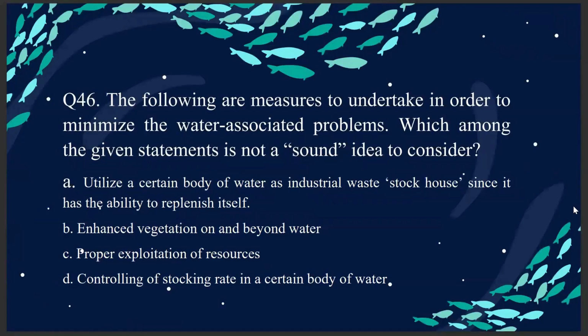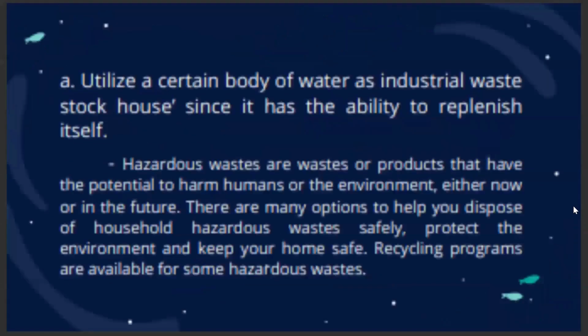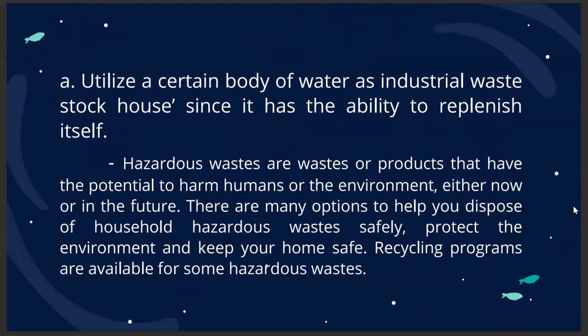Number 46. The following are the measures to undertake in order to minimize the water-associated problem. Which among the given statements is a sound idea to consider? A. Utilize a certain body of water as an industrial waste stockhouse since it has the ability to replenish itself. B. Enhance vegetation on the beyond water. C. Proper exploitation of resources. D. Control stocking rate in certain areas. The answer is A. Utilize a certain body of water as an industrial waste stockhouse since it has the ability to replenish itself.